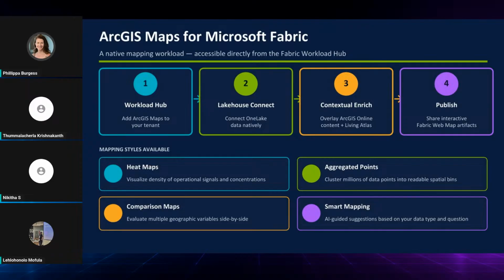And then the styles that are available are heat maps, so you can visualize directly the density of operational signals and concentrations. Aggregated points cluster millions of data points into readable spatial bins. Comparison maps evaluate multiple geographic variables side by side. And smart mapping is AI-guided suggestions based on your data type and questions.